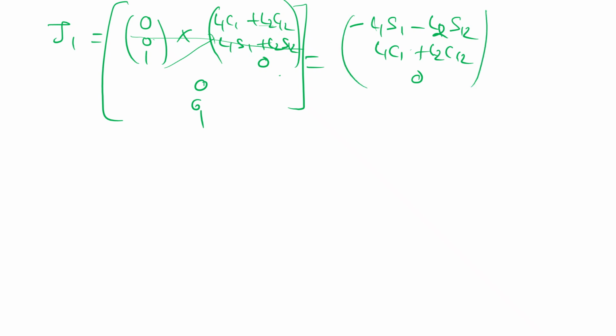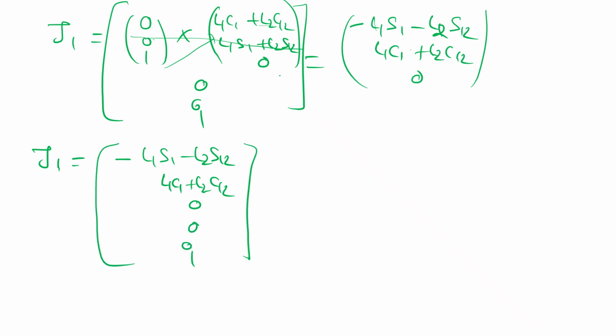So now we have got J1. Jacobian J1 is equivalent to minus L1 S1 minus L2 S12 and L1 C1 plus L2 C12 and 0, and this is 0, 0, 1. That's all. Jacobian 1 is done. So now let's move to Jacobian J2.